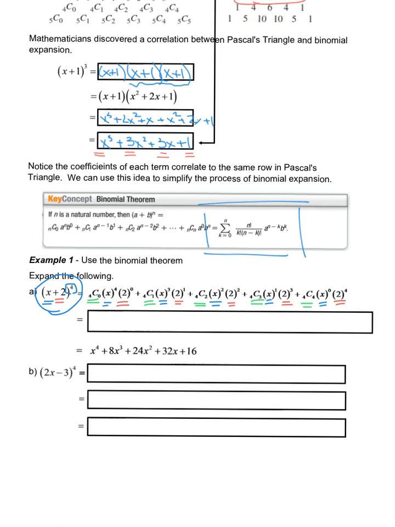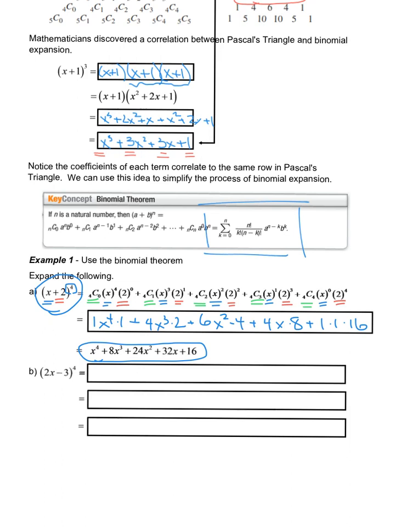So 4 choose 0 is 1. X to the fourth, 2 to the 0 is 1. 4 choose 1 is 4, x cubed times 2. Plus 4 choose 2 is 6, x squared times 4. 4 choose 3 is 4 times x times 8, since 2 to the third is 8. Plus 4 choose 4 is 1, x to the 0 is 1, and 2 to the fourth is 16. And if we simplify that down, we wind up with our expanded expression.